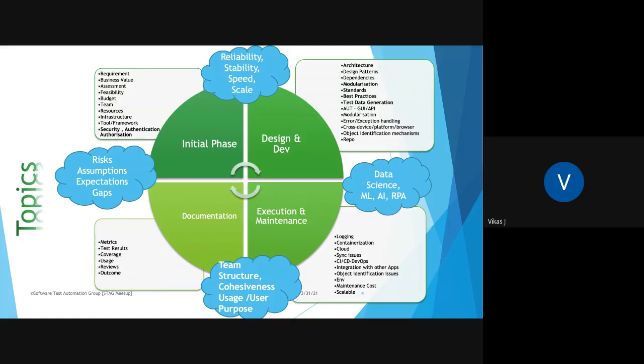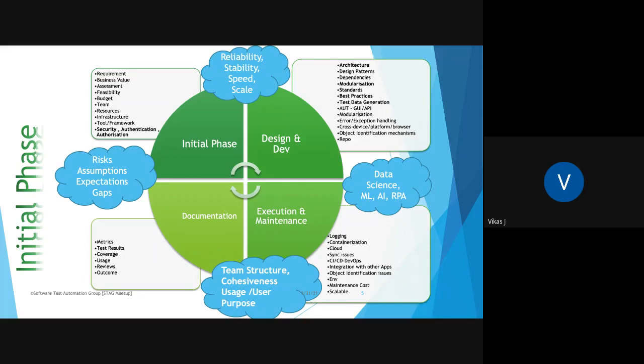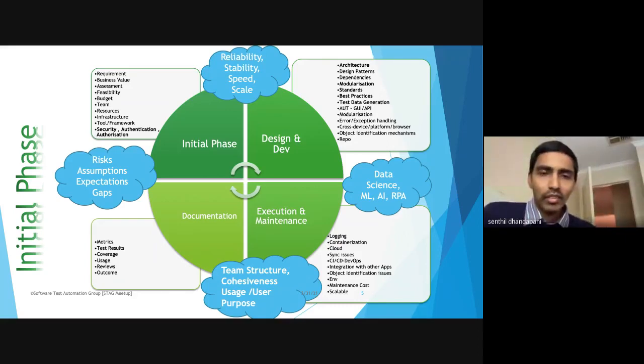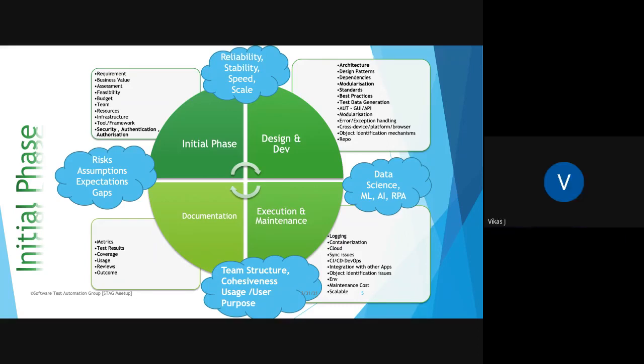Okay, so we'll pick up the initial phase. You're leaving a question to the floor or later? No, it's a question to the floor, definitely. If anybody wants to bring up something, we'll pick the topic to start with as the initial phase.